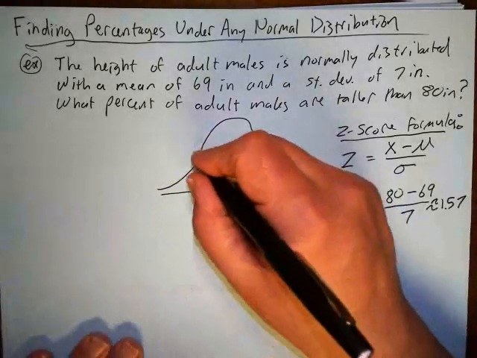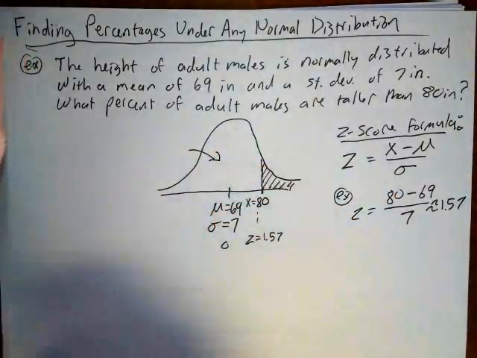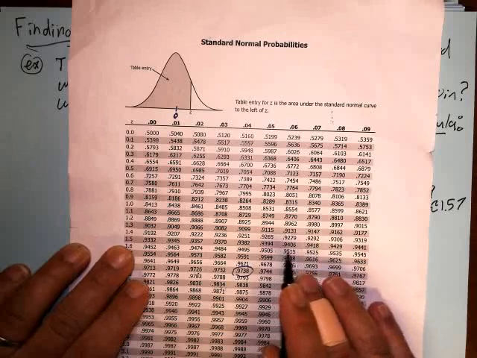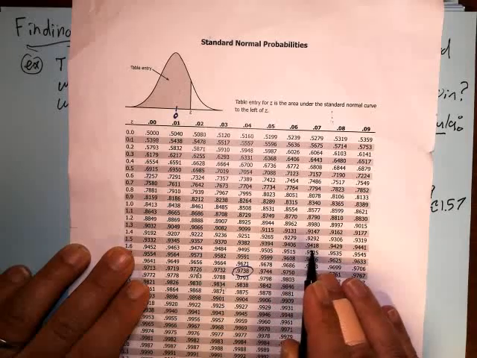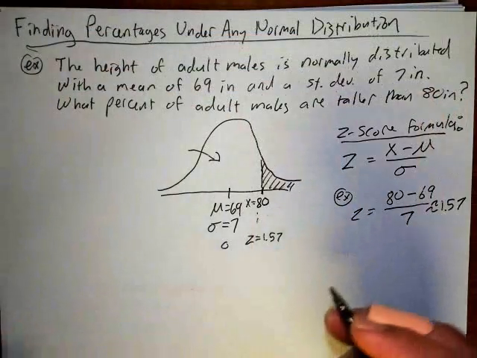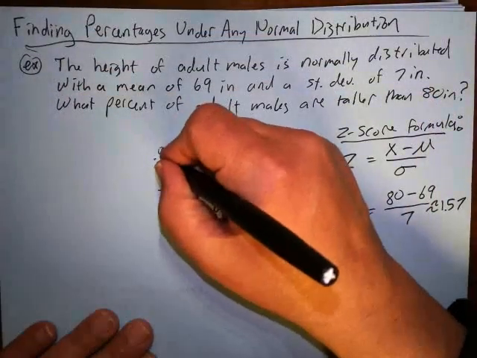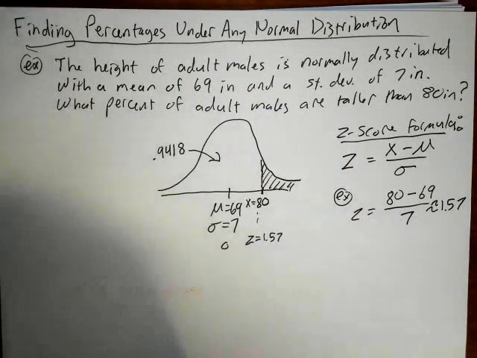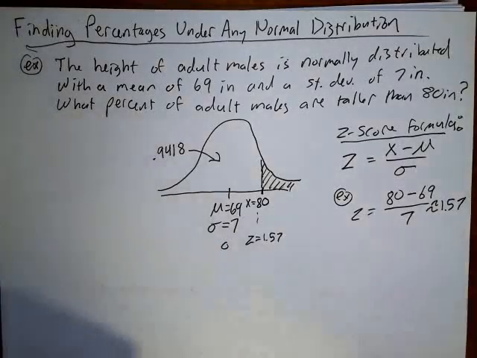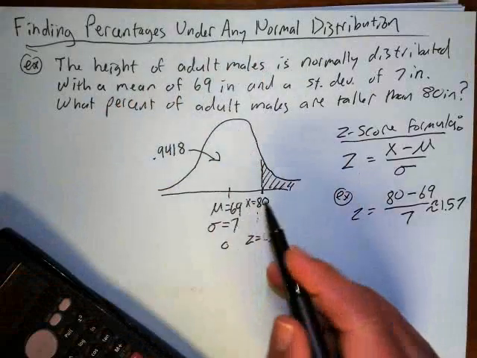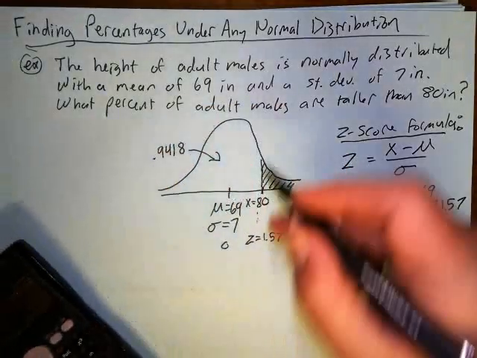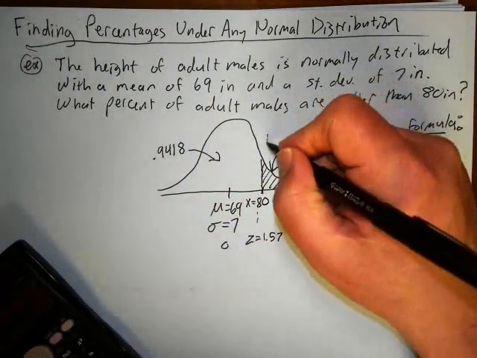Okay, so I'm going to look up 1.57 on the positive side of my table. So 1.5 and then 7 is right here, 1.57, and I get 0.9418. Let me just make sure that's right. Yep. And that of course is all the area below this z-score, which is way too much, like 94% of the area is below it. So what I want is the area above it, and so I subtract from 1.